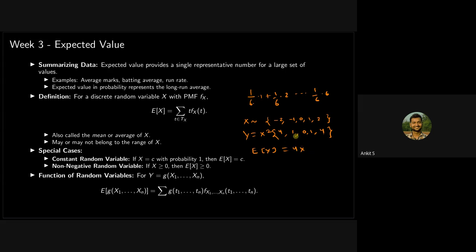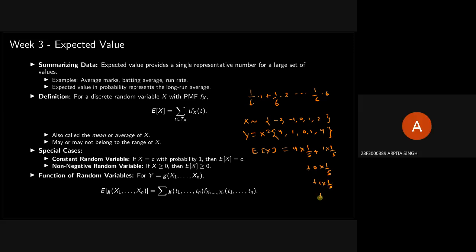So I can just take the probability of getting a minus 2. What is this? Suppose this is uniform, so 1 by 5, 1 by 5. Then 0 times 1 by 5, 1 times 1 by 5.